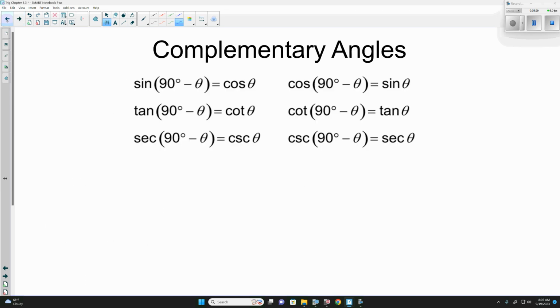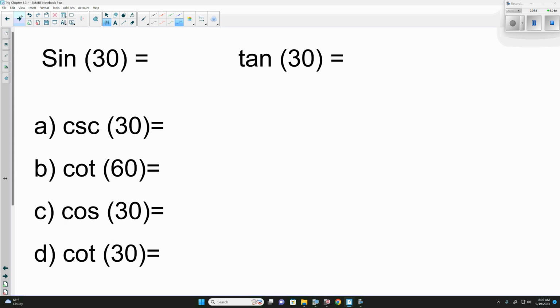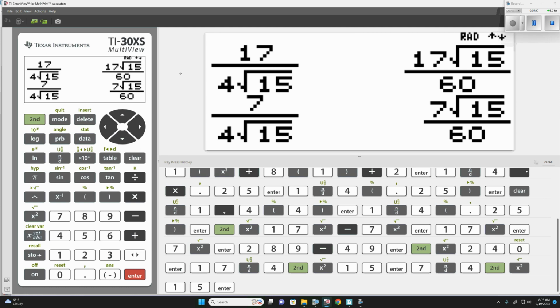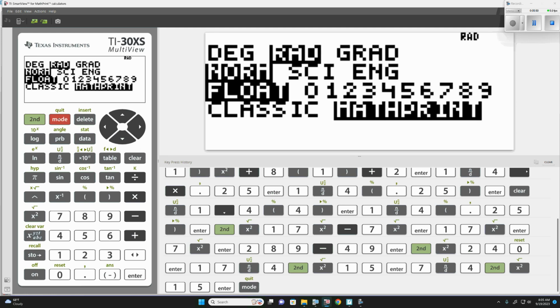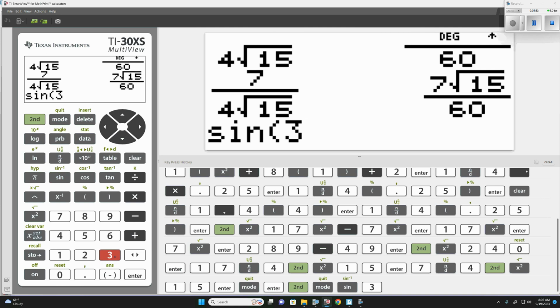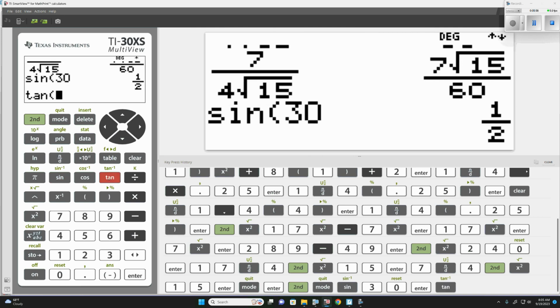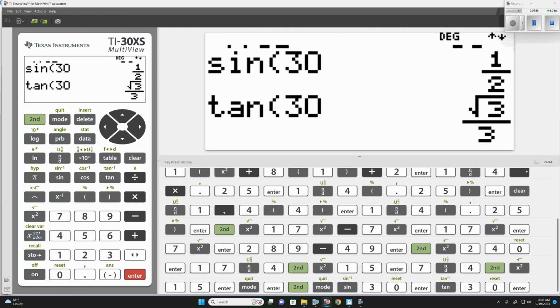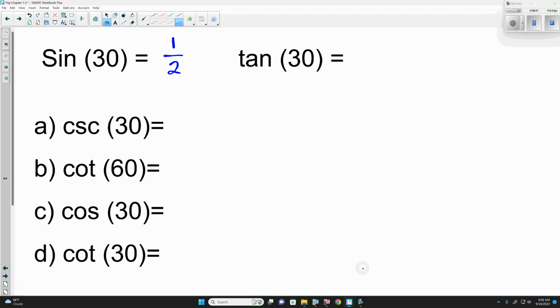So sine of 30 degrees, tangent of 30 degrees. Well, sine of 30 degrees is, I think it's mode degrees. Sine of 30 degrees is 1/2. Tangent of 30 degrees is square root of 3 over 3. And these we just calculated.